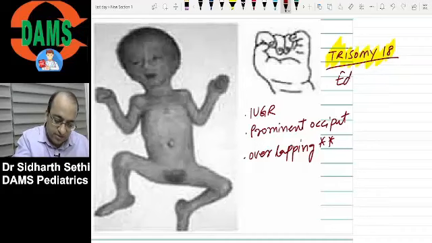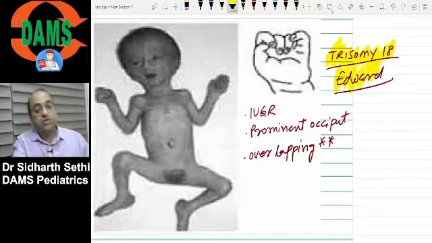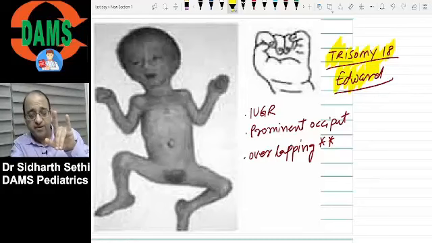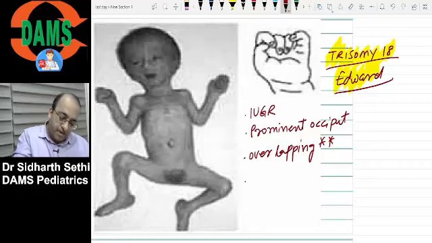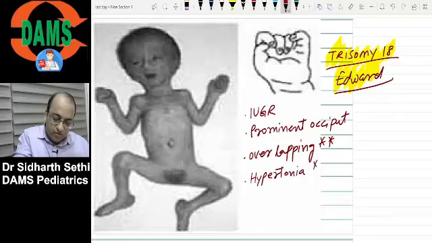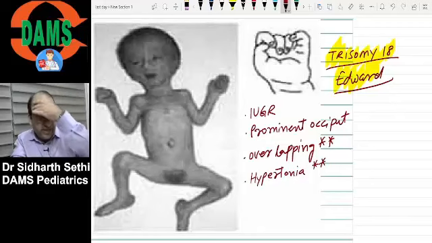In Edwards, the second and fifth fingers are overlapping the third and fourth. Remember, hypertonia is classic for these children. Normally, we always say hypotonia, but these children have hypertonia.